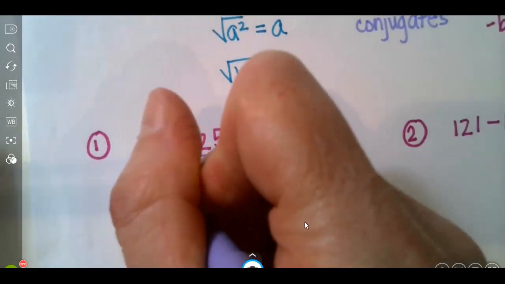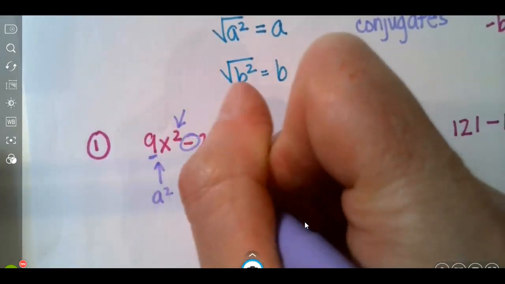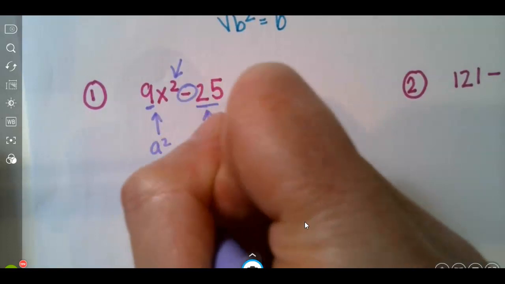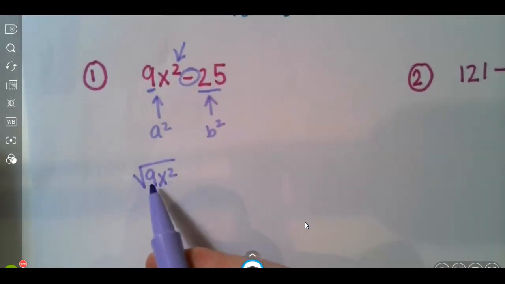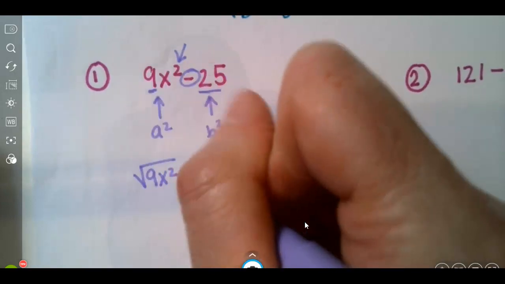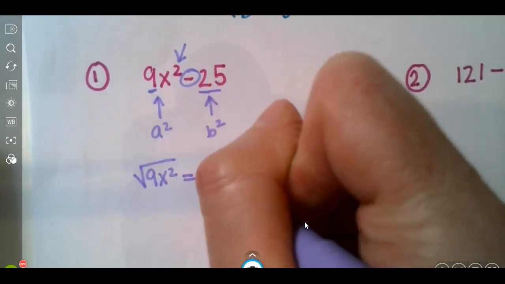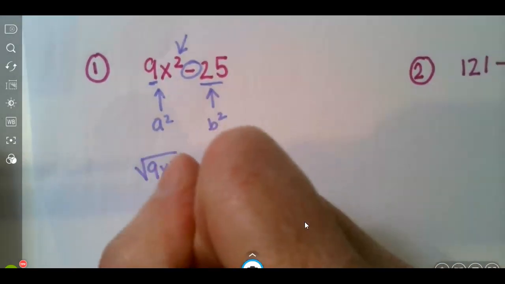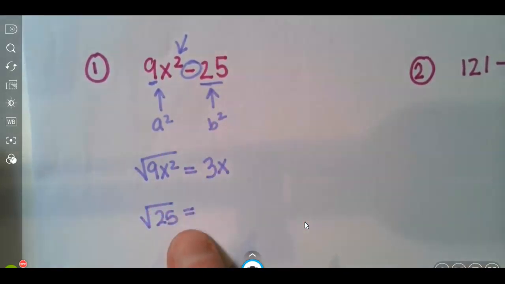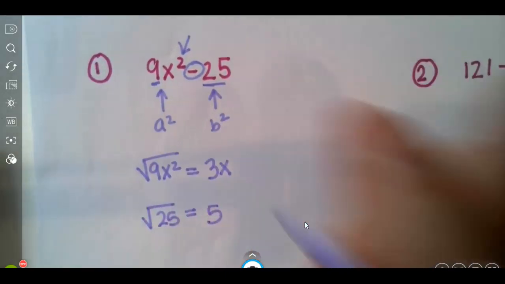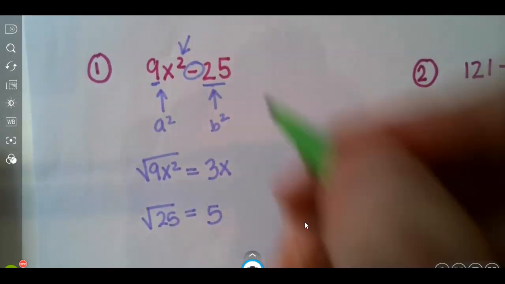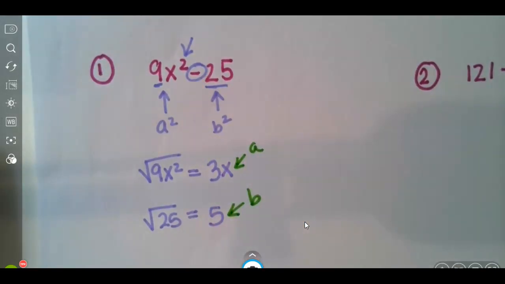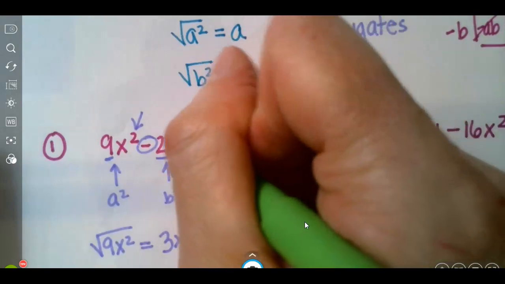We just need to take this term right here. This is a squared. This is b squared. And we're going to find the square roots of those terms. So we take the square root of both the number and the coefficient. Square root of 9 is 3. Square root of x squared is x. Again, we take the exponent and divide it in half. Square root of 25 is positive 5. So this value right here is a, this is b. And you're 2 steps away from being done.